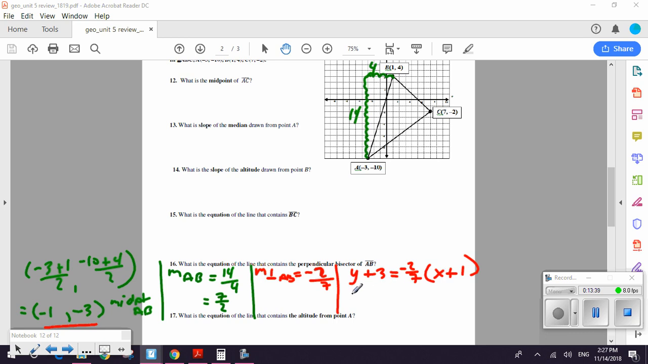For slope intercept, we distribute. So y plus 3 equals -2 over 7x minus 2 over 7. And then subtract 3 on both sides. So y equals -2 over 7x minus, so 3 would be 21 over 7, so -2 minus 21 is -23 over 7. That's in slope intercept form.